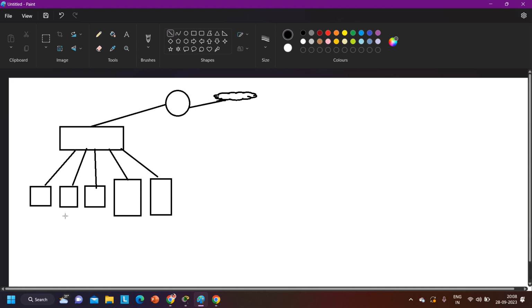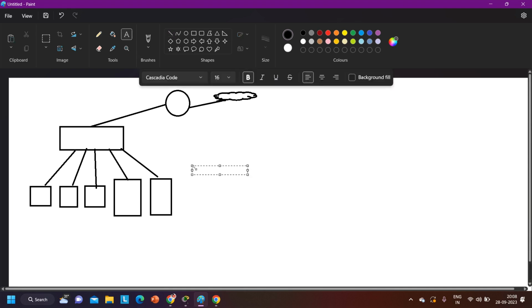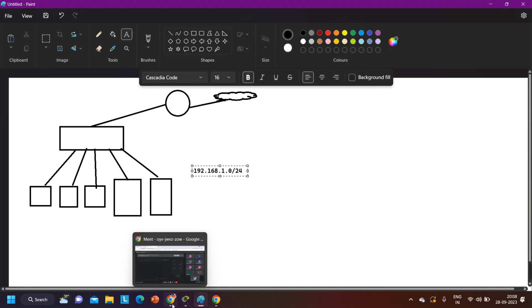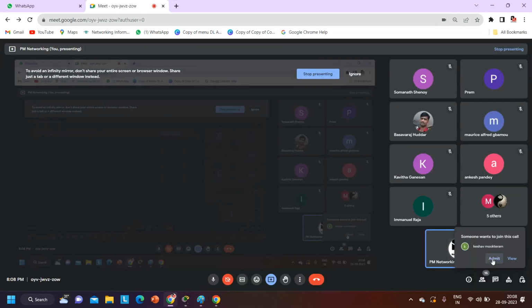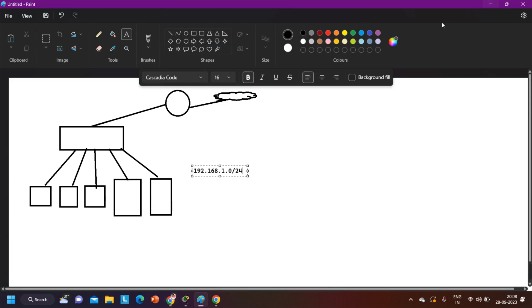Like this. So in my network, how many users are there? Only 5 users are there. So if I use a subnet like 192.168.1.0/24, slash 24 is nothing but network bits. As you already know, in class C we have 24 network bits. So this slash 24 is representing network bits.